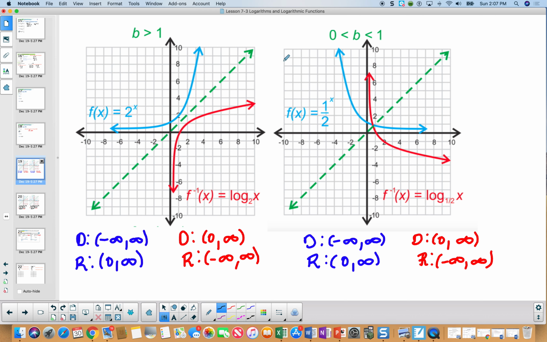All right, let's take a look at this graph again, but this time let's go ahead and look at domain and range. So the domain for the exponential is all real numbers, and the range is all positive real numbers. Now let's look at the domain here. The domain is all positive numbers, and the range is all real numbers. So you can see the domain and range have switched, just like the x's and y's have switched.